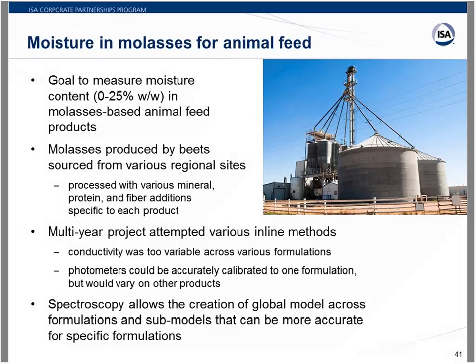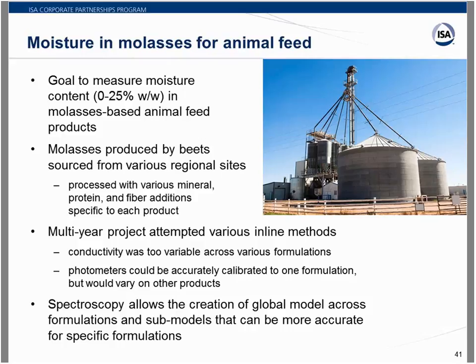As a heads up, I would like to talk to you about two case studies where the moisture content is measured for two very different industrial processes. In slide 41, I would like to begin the first case study discussion by presenting a successful method employed to measure moisture in molasses for an animal feed application. This client reached out to us to help them with quick moisture measurement in their molasses production line. The goal was to measure moisture content in molasses between 0 and 25% weight-by-weight basis.